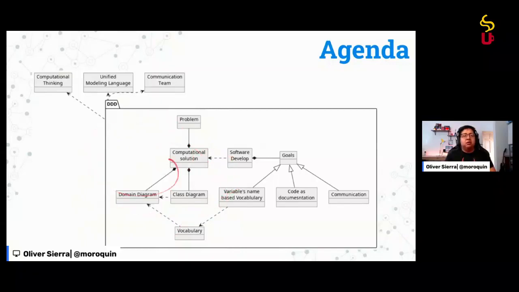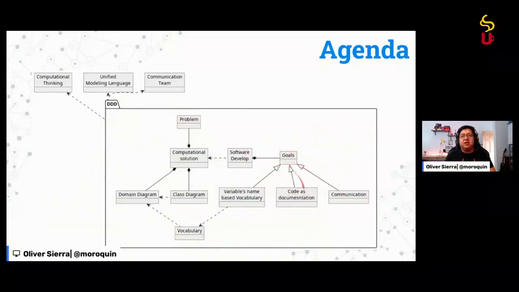Okay, so first of all, we have the analysis and design part here. Then for software development, we have a lot of goals, like cohesion, coupling, and other things. But in this talk, we are going to focus on communication, which enables good communication based on the problem and on creating a vocabulary.